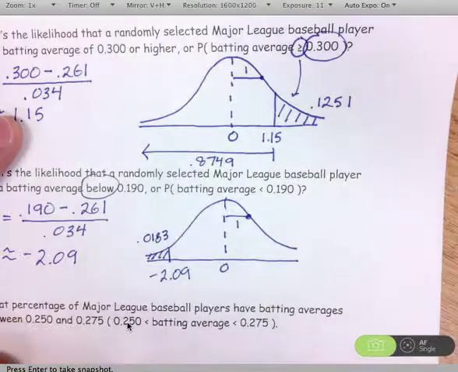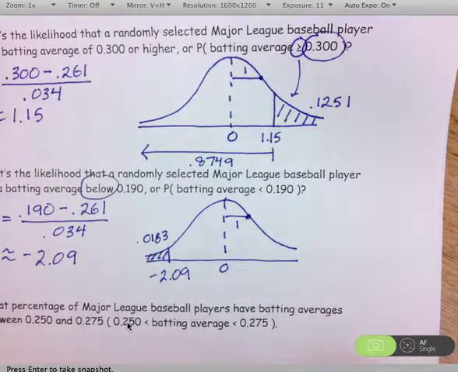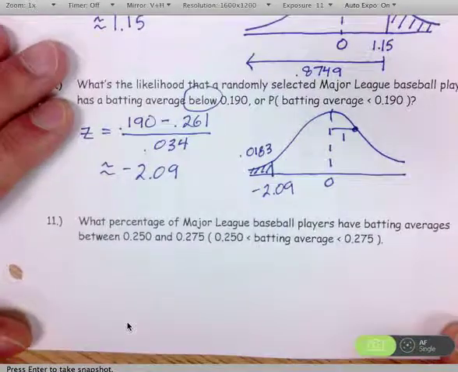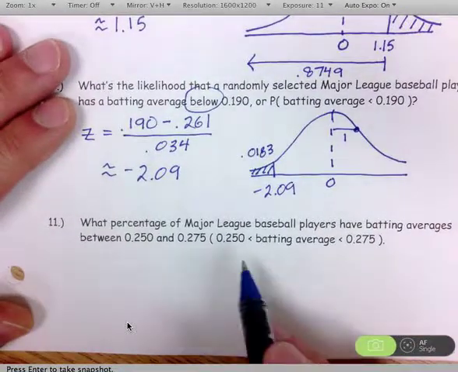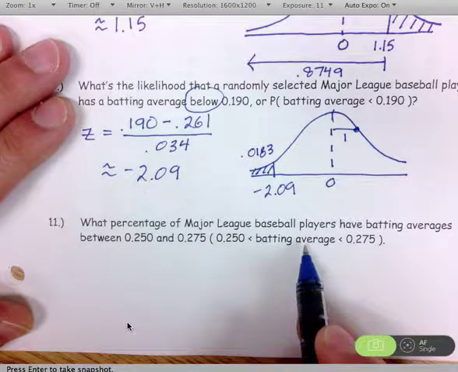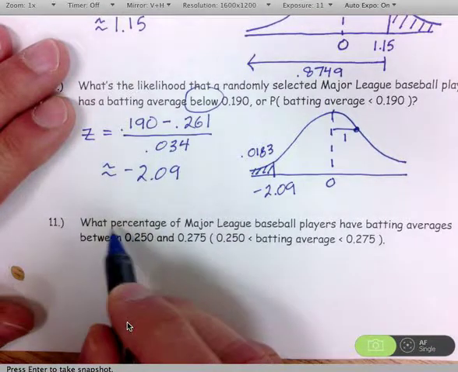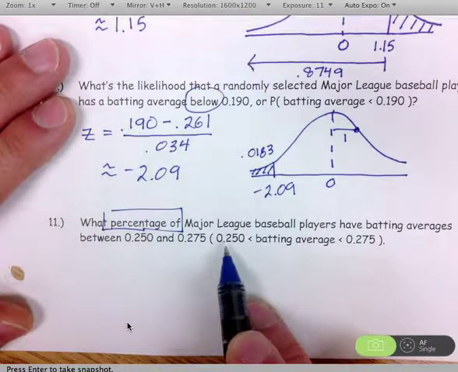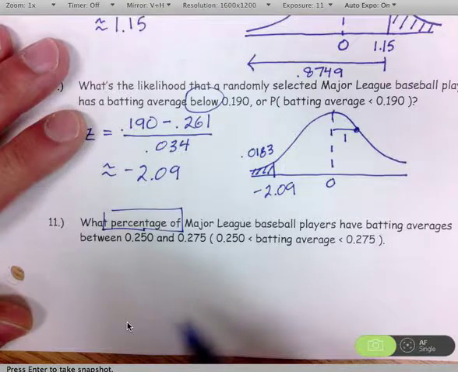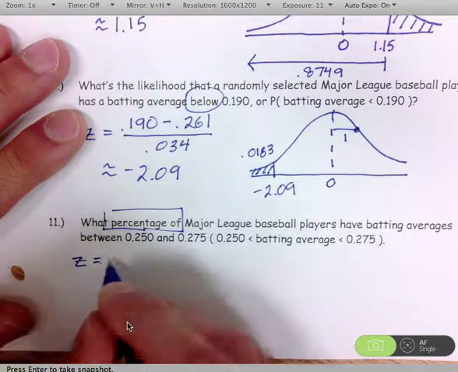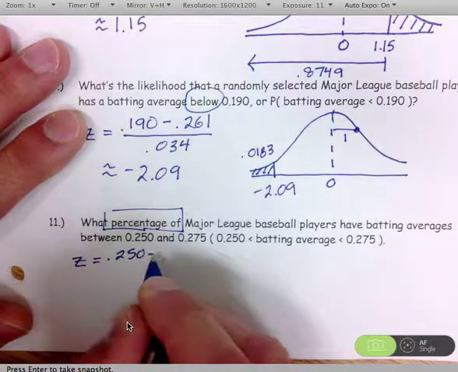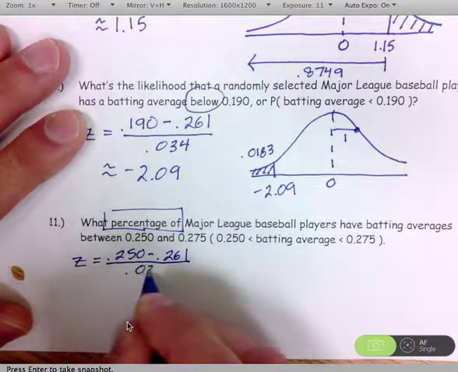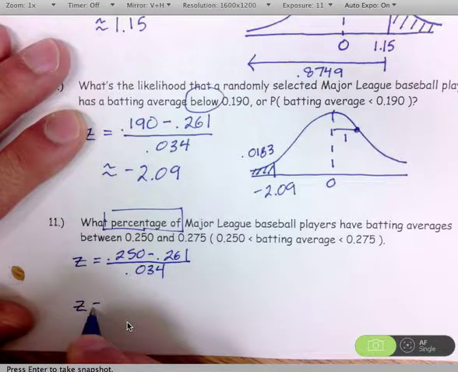There you go. So the last type of problem that we could do is where we're trying to find the likelihood of a particular range of batting averages. So we're interested in the likelihood of a batting average, or in this case, the percentage of Major League Baseball players that will have a batting average between 0.25 and 0.275. So we need to convert both of those boundaries into z-scores. Again, we're using the same formula, the same mean, the same standard deviation.